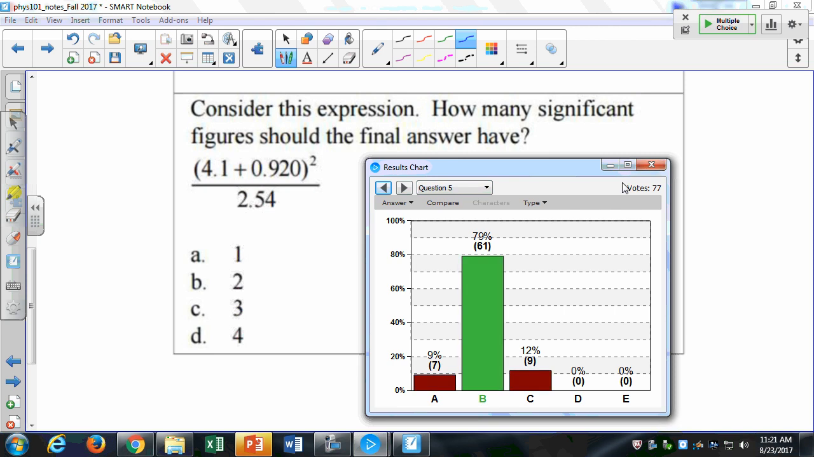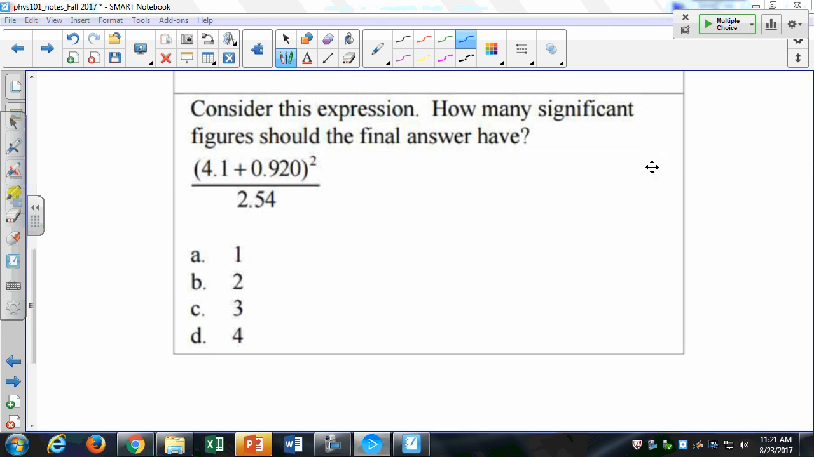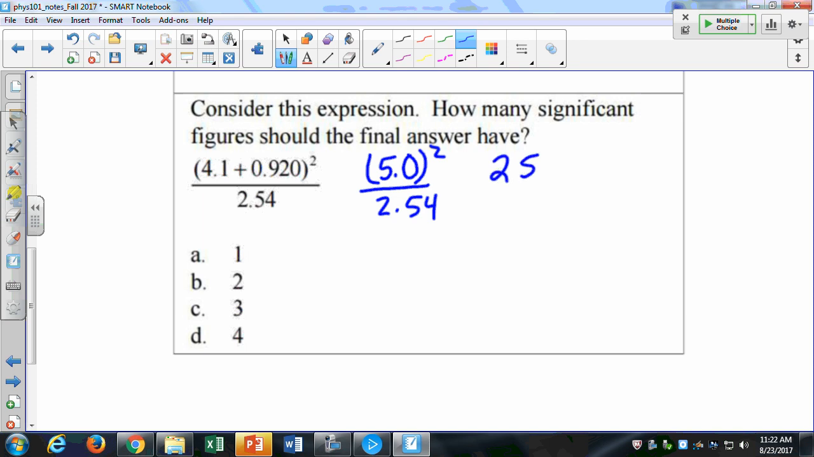Let's see, a lot of you put B, and B is right. 4.1 plus 0.920, that's equivalent to 5.0 squared over 2.54. Oh, but why did I do that first, the addition? I did it because it's inside parentheses, right? I followed my order of operations. 5.0 squared, it has two significant figures, so I keep two significant figures, 5.0 times 5.0, so I get 25 divided by 2.54. And now I'm doing division.